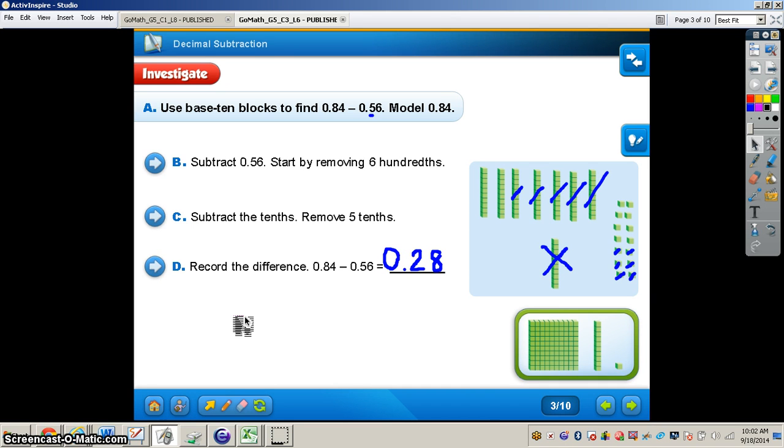Let's take a look at that synthesize question. If 2 decimals are both less than 1, what do you know about the difference between them? We know that the difference between them will also be less than 1. Why is that? Because even 0.99 minus 0.01 is going to give us 98 hundredths, and that's the greatest possible difference. So the difference will obviously be less than 1.